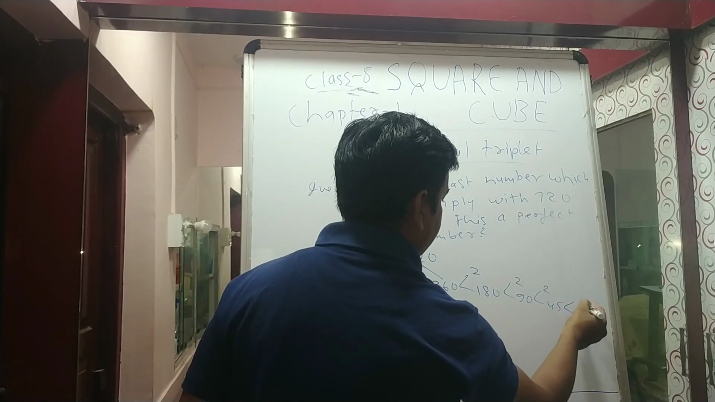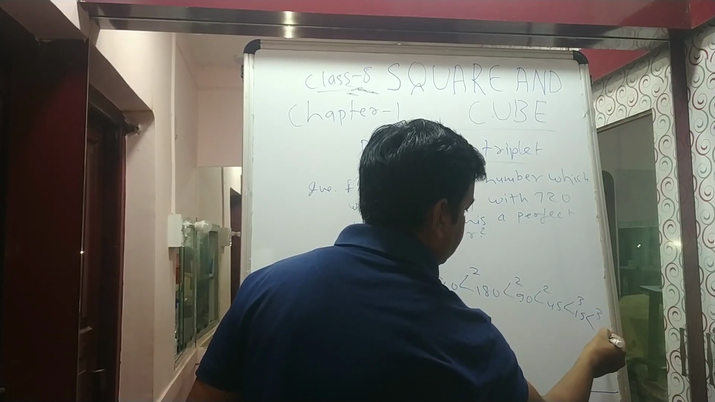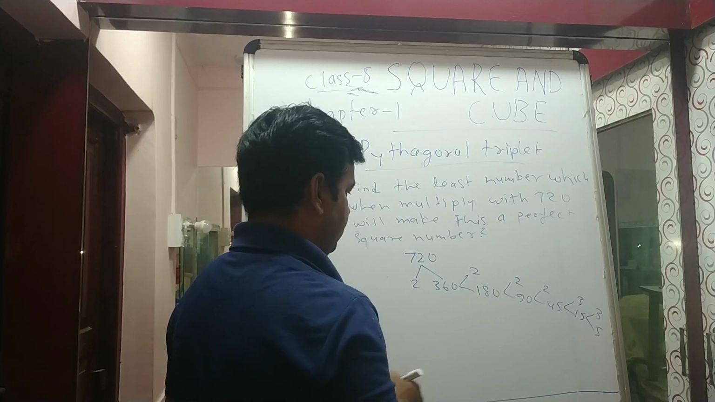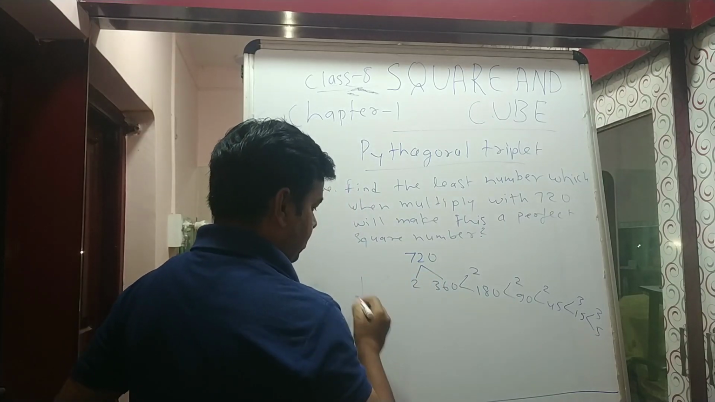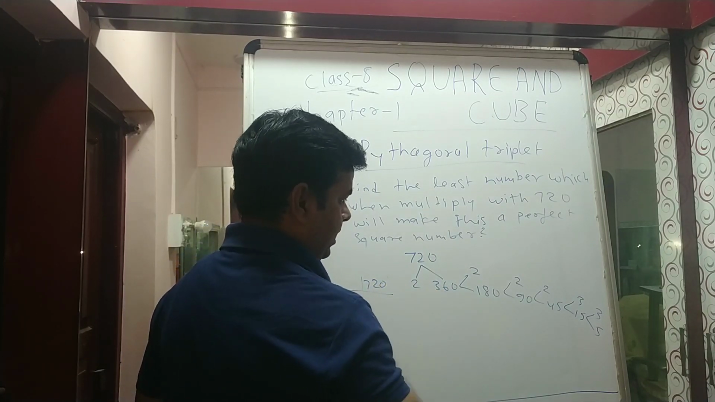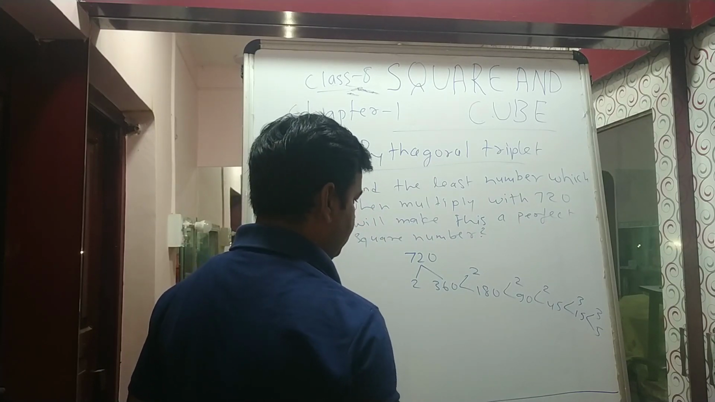So, we need to take 3. 3 into 15. And this 3 again 5. 3 5 is 15. 720. If we take this method also, that is also correct. But for the convenience, I did this method. Both are same. No problem with this.